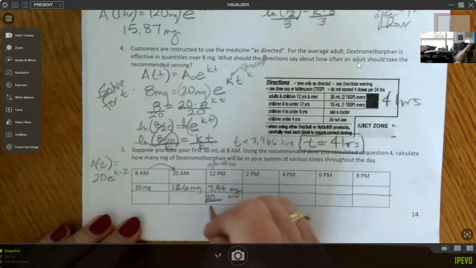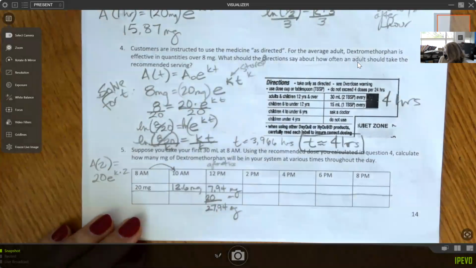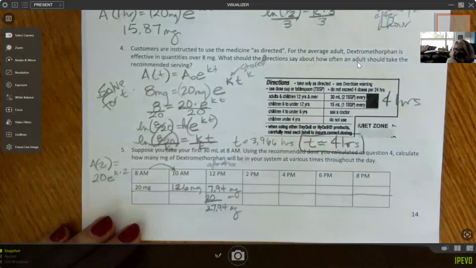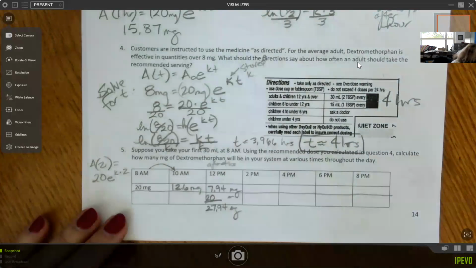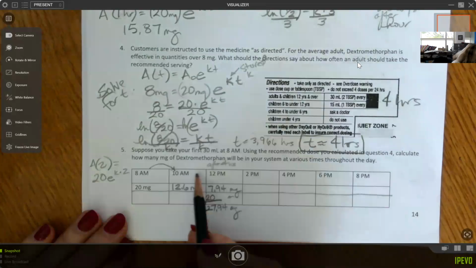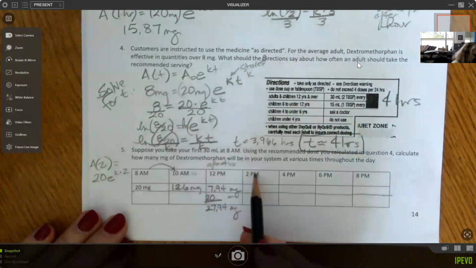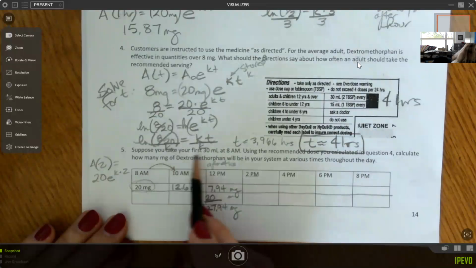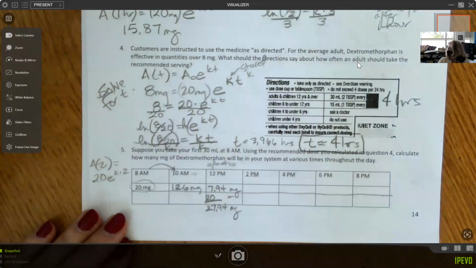What's interesting is at this point, I actually am up to 27.94 milligrams. I'm at a higher level than when I took that first dose. So we're going to continue this out a bit. You're with me that this was 2 hours after the first dose, then 4 hours. Do you remember how much was left from that initial 20 after the 6 hours? 5, right?